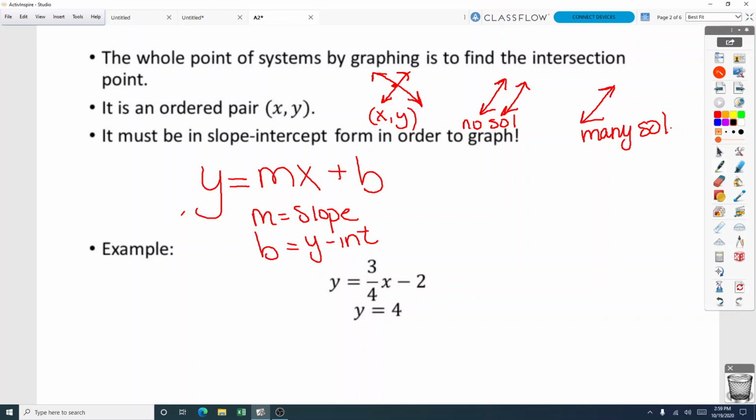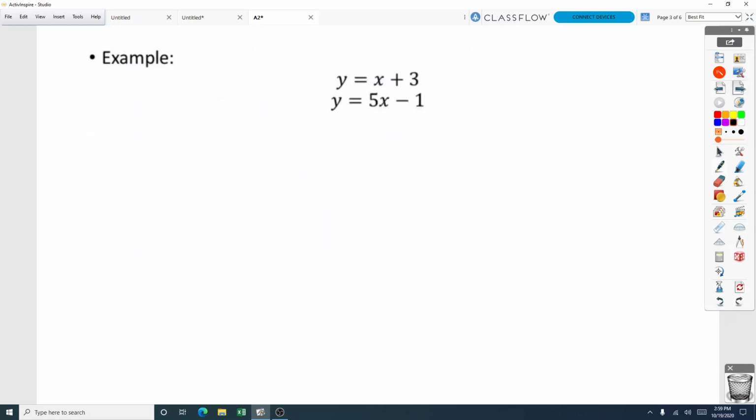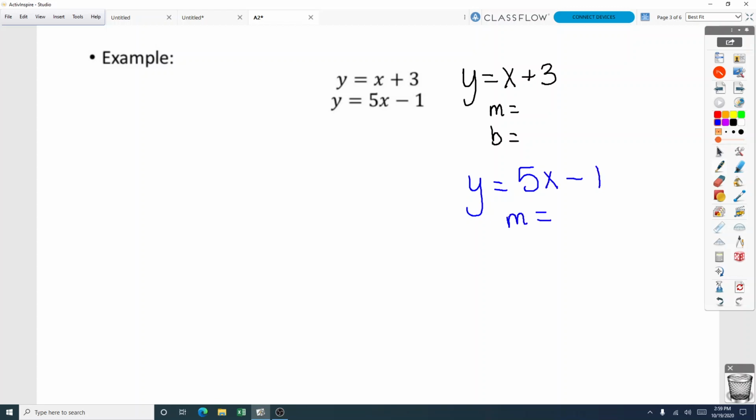All right. So let's look at a couple of examples. First of all, I have these two equations here: y equals x plus 3 and y equals 5x minus 1. Now, I'm going to separate them so that I can identify my slope and my y-intercept. And then we'll graph them. I'm going to do it in a different color so that you can see the two different lines. You don't have to do that today, though.